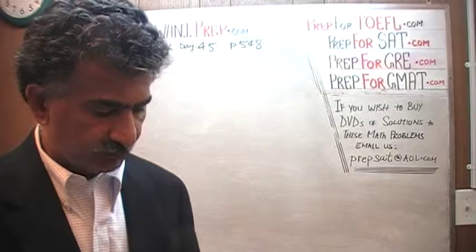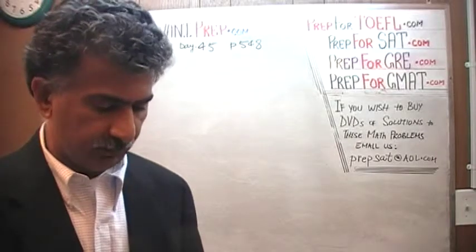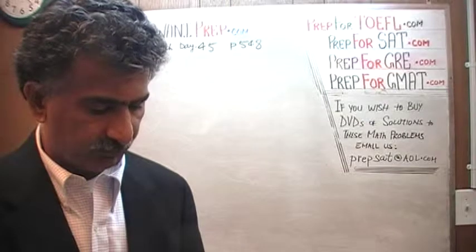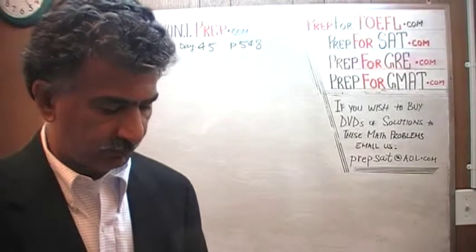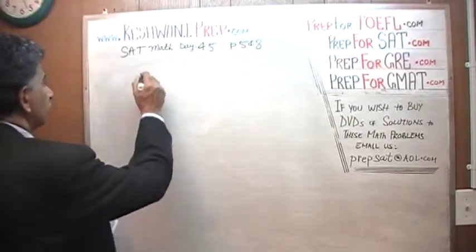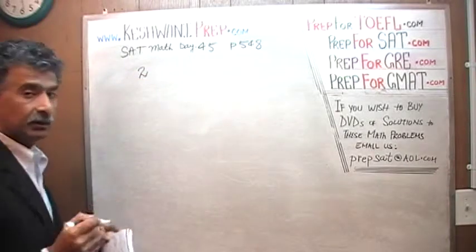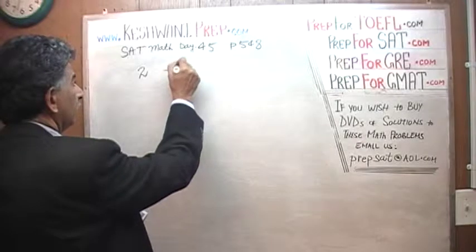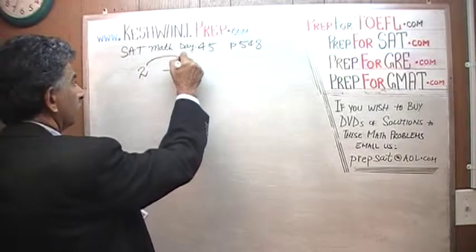It says the first term of the sequence above is 2, and every term after the first term is negative 2 times the preceding term. Alright, so the first term is 2, and every term after the first term is negative 1 times the preceding term.